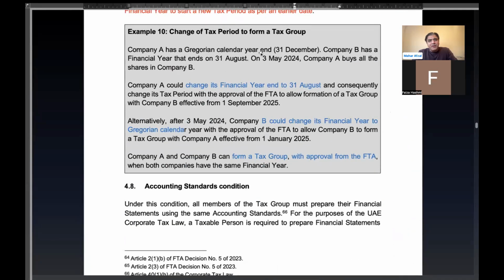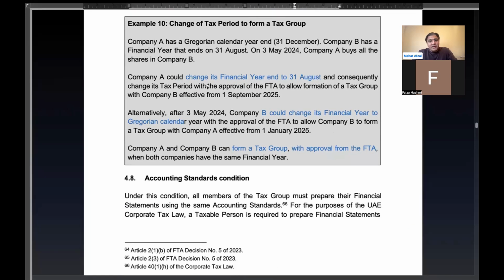Basically, two companies, A is holding B. A's financial year ends 31st December, B's is 31st August. Either A needs to align and change the financial year, or B needs to change the financial year. Both need to be ending on the same date. Then they become part of a tax group. Otherwise, they cannot be part of a tax group. They mention the same thing over here as well.